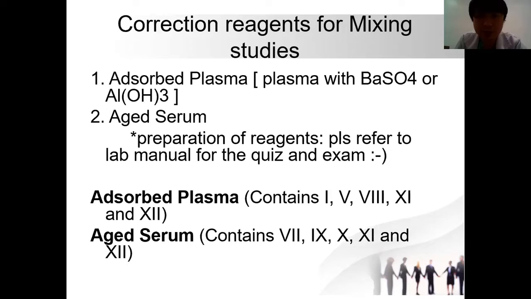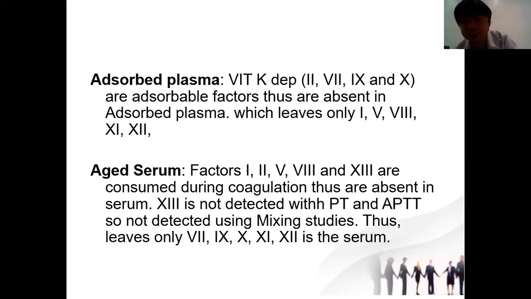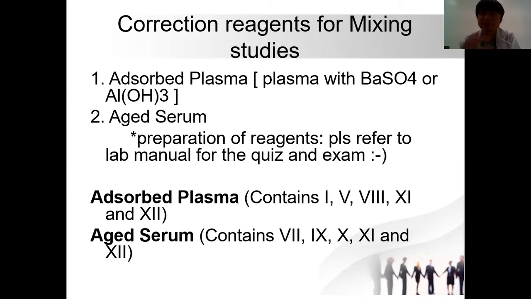Now, your aged serum contains these factors: factor 7, factor 9, factor 10, factor 11, and factor 12. These are the factors found in that particular specimen, your aged serum. Now, how do you remember? It would be difficult to just memorize what is found in the adsorbed plasma and what is found in the aged serum, because these factors are the ones that will substitute what is lacking in the patient and why it had an abnormal APTT and prothrombin time.